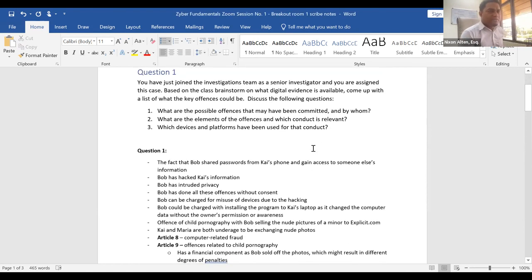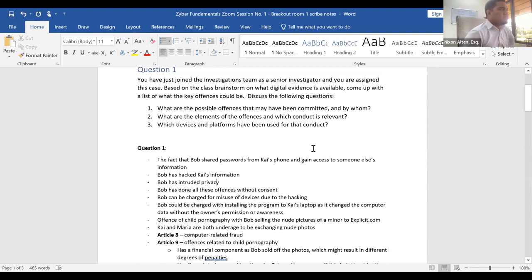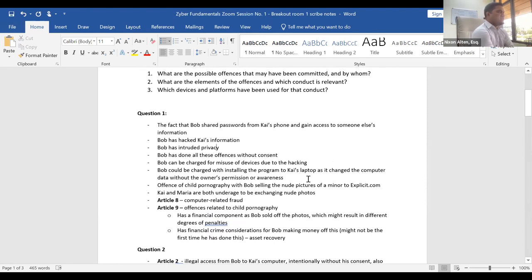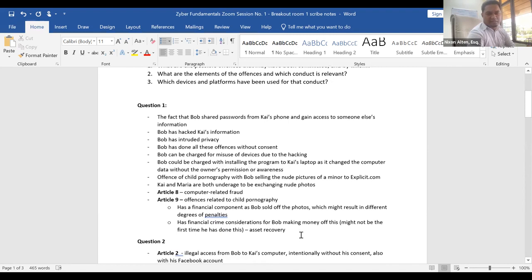Okay. So what are the possible offenses that may have been committed? We discussed a few offenses, not a few, but I think we touched on the most relevant ones. We have illegal access, misuse of device, and computer related fraud, and offenses relating to child pornography. So those are the four main ones that we touched on.